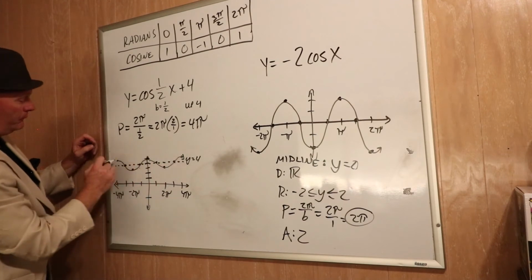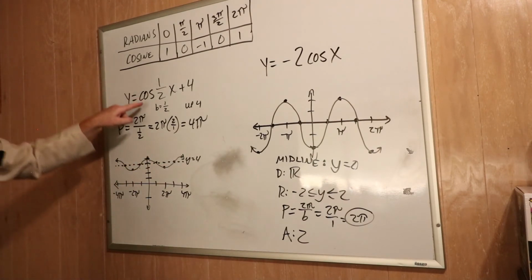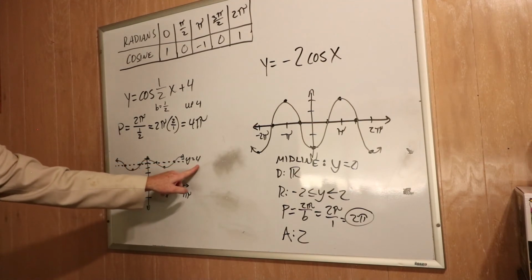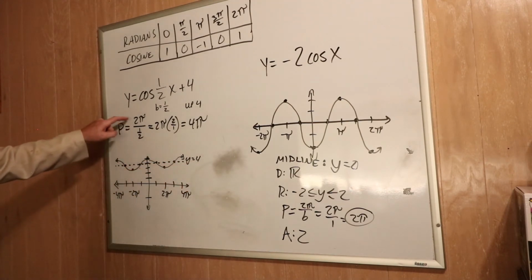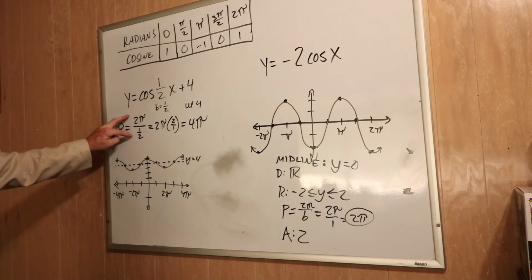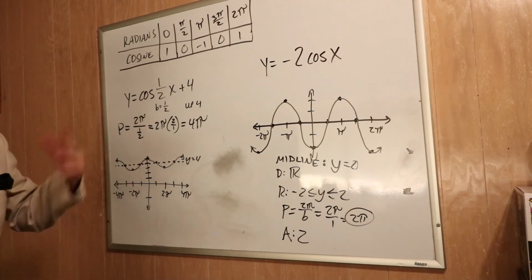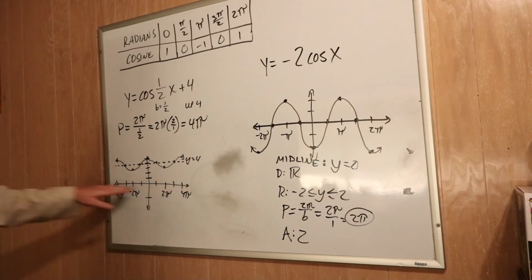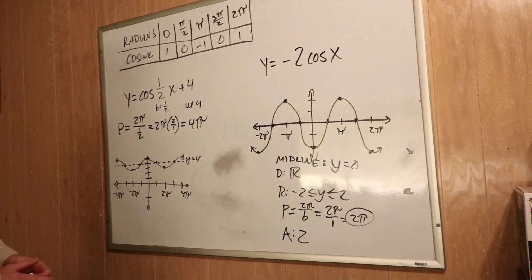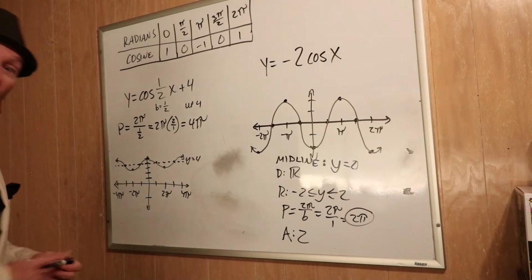There we go. So that is a cosine graph shifted up 4. So our midline is y equals 4. And because it has a b, we use this formula, 2 pi over b, to figure out the period. Once we knew the period, we could set our x-axis on whatever scale we wanted. There we go. Let's try one more here.